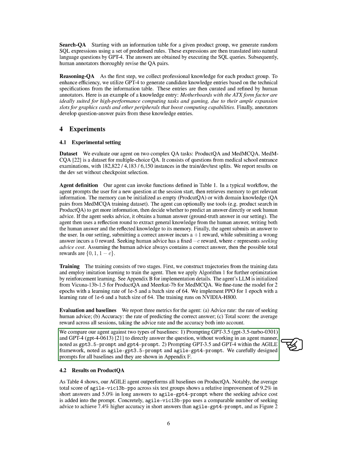We compare our agent against two types of baselines. 1. Prompting GPT-3.5 and GPT-4 to directly answer questions without behaving like an agent, denoted as GPT-3.5 prompt and GPT-4 prompt. 2. Prompting GPT-3.5 and GPT-4 within the AGILE framework, noted as AGILE GPT-3.5 prompt and AGILE GPT-4 prompt. Detailed prompts for all baselines can be found in the appendix.